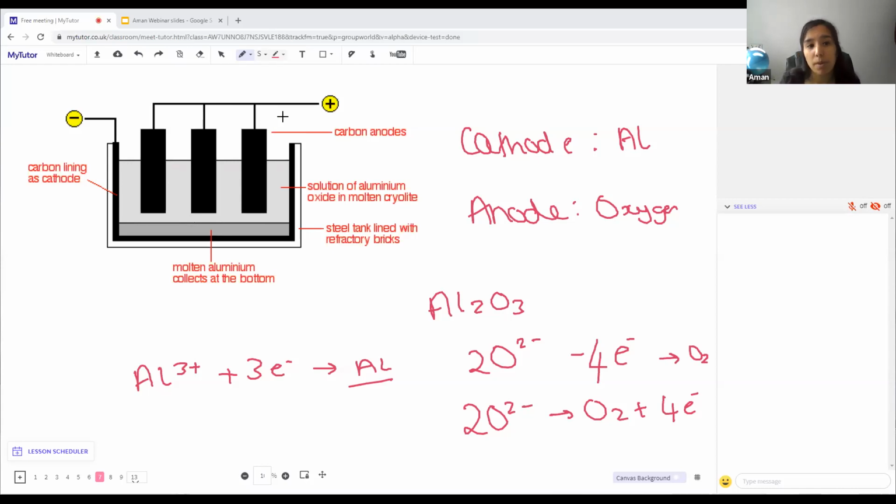The reason we don't use something like platinum is because platinum can be expensive, whereas carbon electrodes are really cheap. So often industrialists prefer replacing those electrodes frequently rather than using more expensive electrodes.